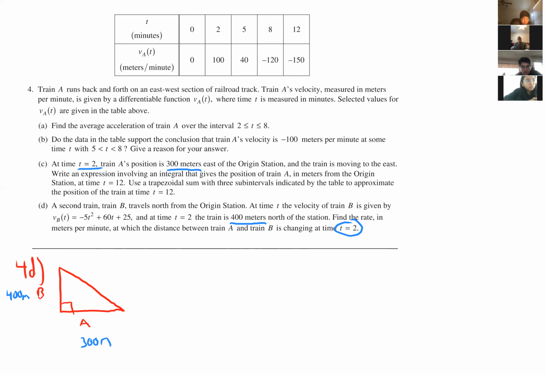And I can do Pythagorean theorem now. This is based off of a 3, 4, 5 right triangle. If you want to do Pythagorean theorem, you can, but that's going to give you 500 meters for this distance here. I'll just call this side C, even though there's no train C, just if we need to reference it later.